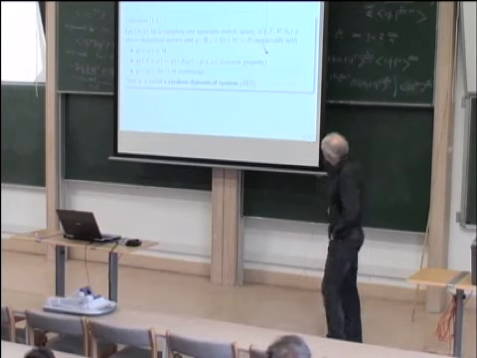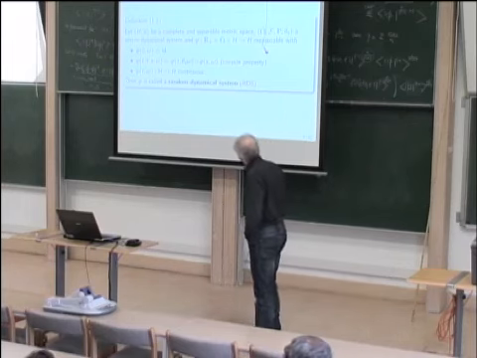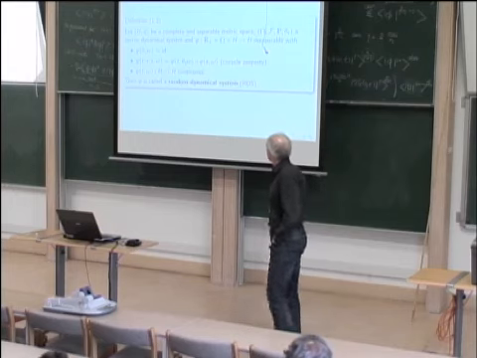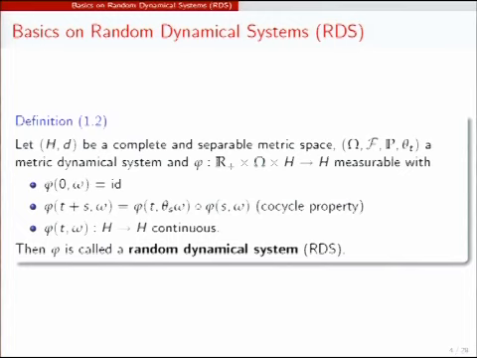So now here, what is a random dynamical system? Given a complete separable metric space (H, d), and you have such a metric dynamical system from before, such a random dynamical system is simply a map φ from R plus cross omega cross H into itself. So these are mappings in this variable with values in H, and I look at this mapping for given omega and for given time. So if I look at 0, this is the identity.